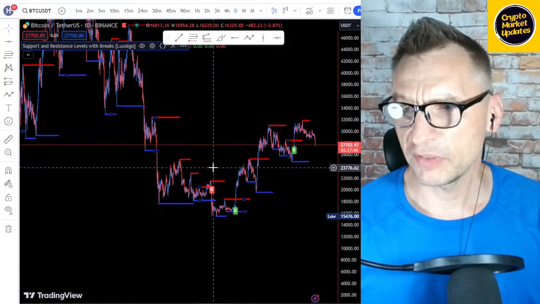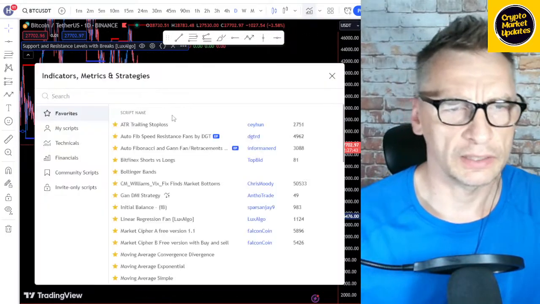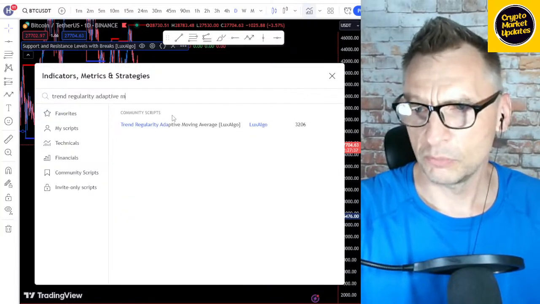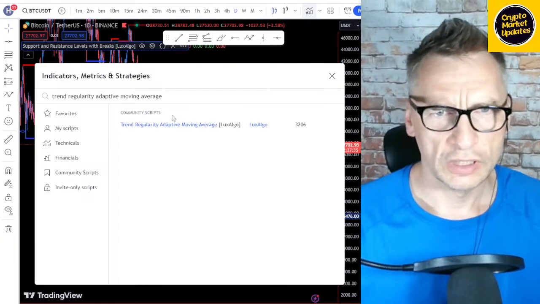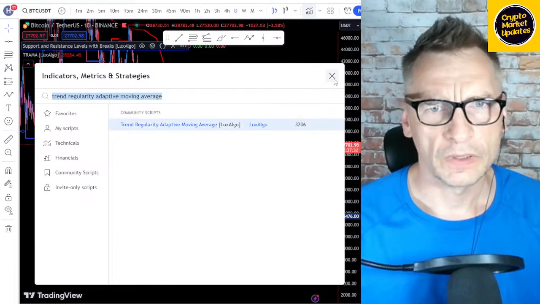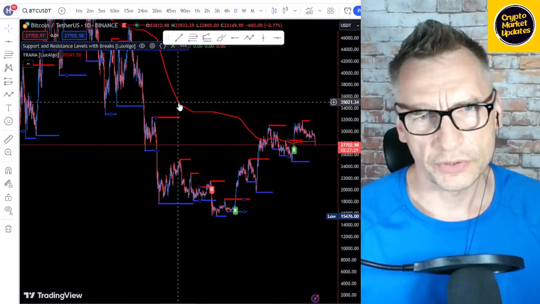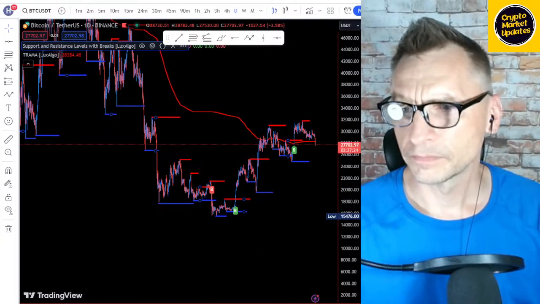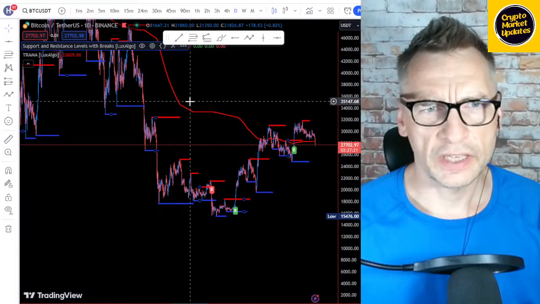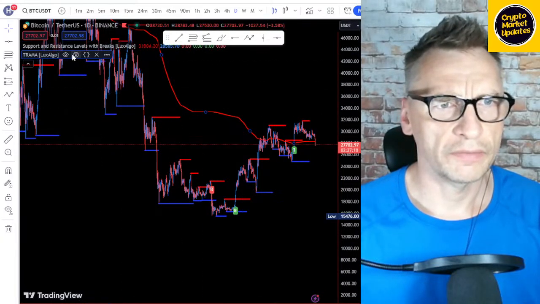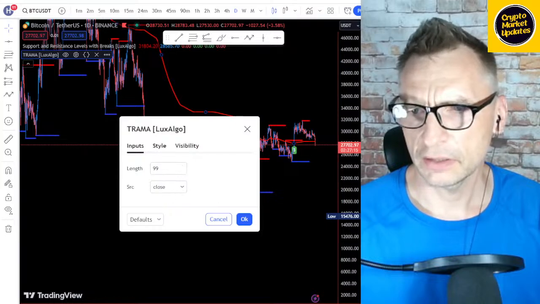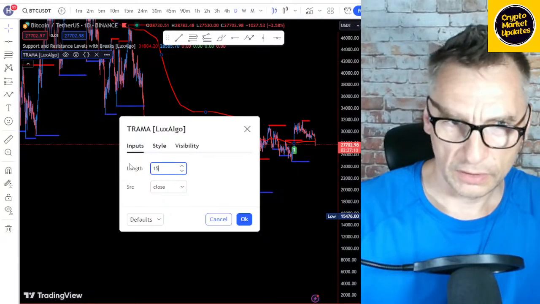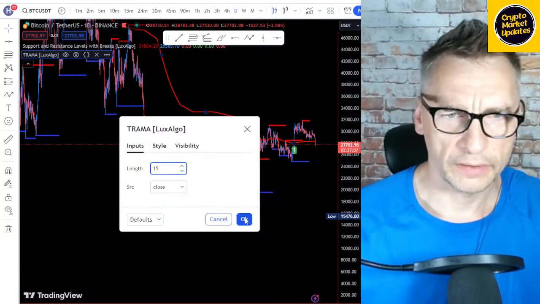And the second one is trend adaptive moving average by LuxAlgo. So let's find that. Trend adaptive moving average. This is it by LuxAlgo, and that'll spit it out on the chart as well. So here, that's the indicator rather. And the settings for this one, you need to have it at 99 and close, I guess. No, we changed that to 15. The length needs to be changed to 15.